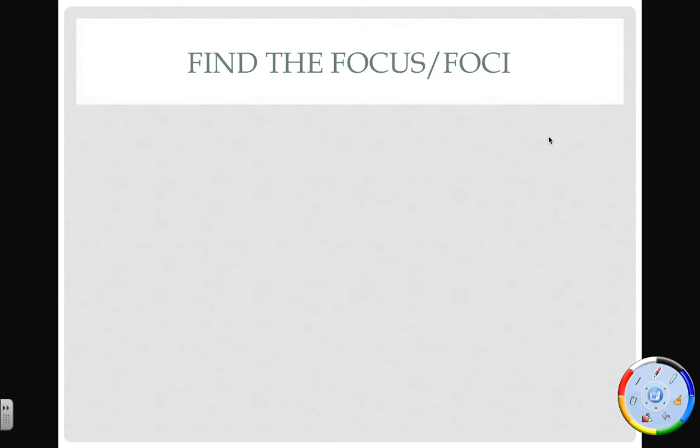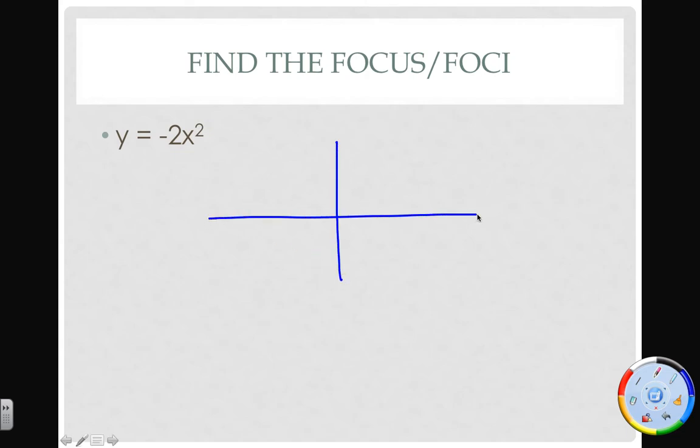Last set of problems here. I want to find the focus or the foci, depending on the type of problem we're dealing with. First one is y equals -2x squared. If I was to sketch this a little bit, because it's a negative, it has to open this direction. We do have a vertex at 0, 0. I missed my 0, 0 point, but it's all right. And we have a focus out here.